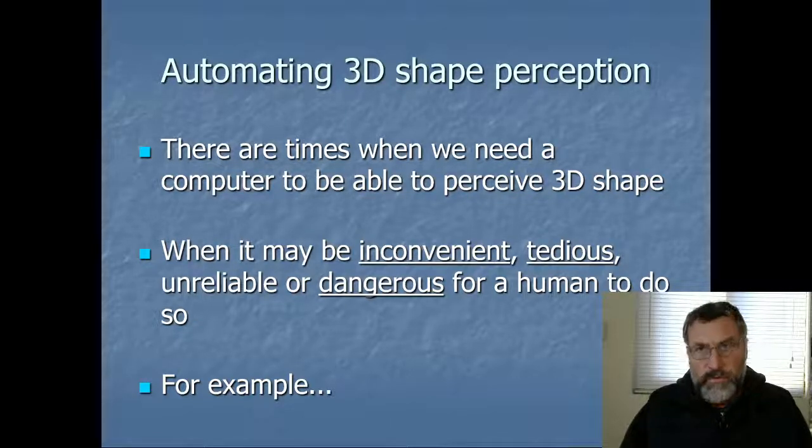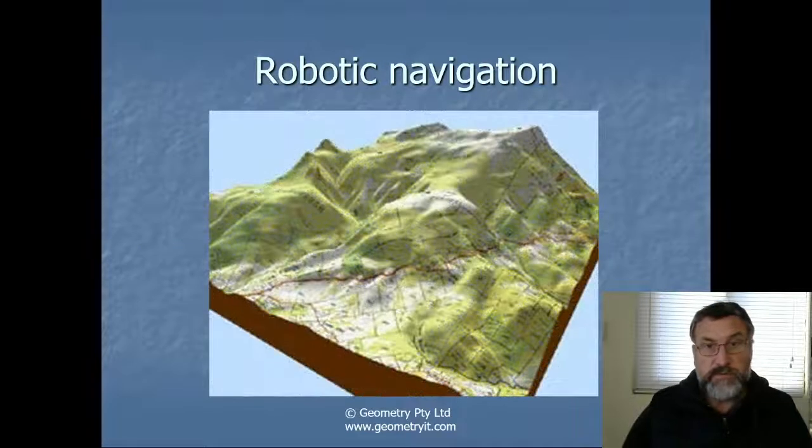Of course, then automating 3D shape perception. Sometimes we need the computer to be able to perceive the 3D shape. It's particularly useful in situations where it's inconvenient, tedious, unreliable, or even dangerous for humans to do this. And here are some examples.